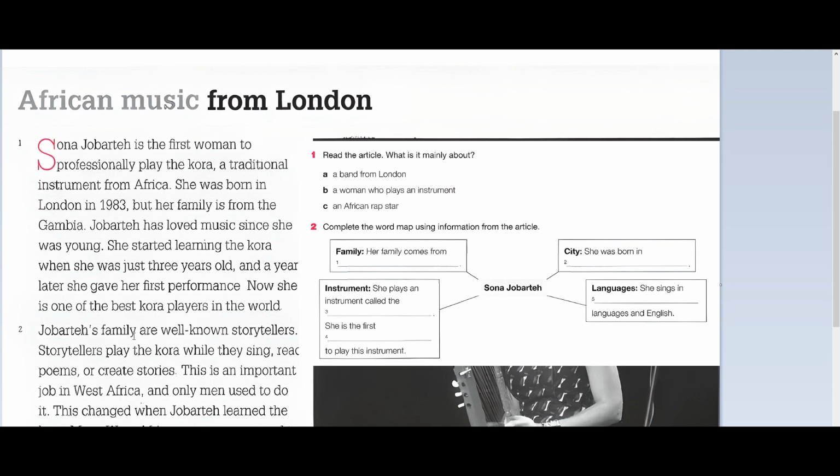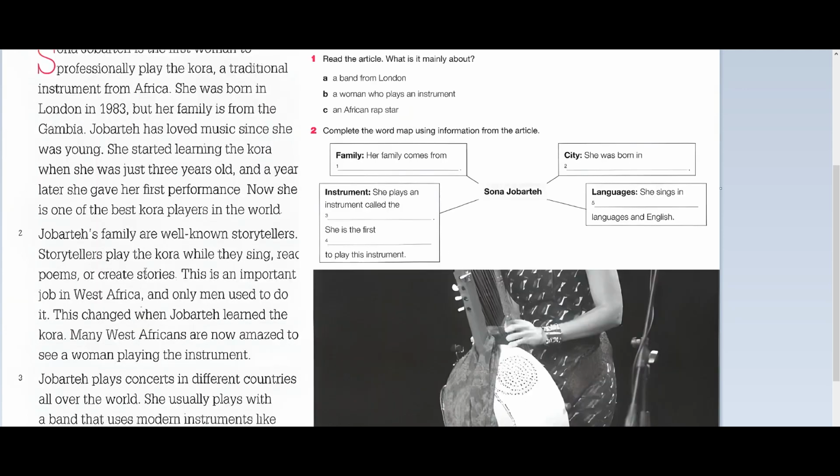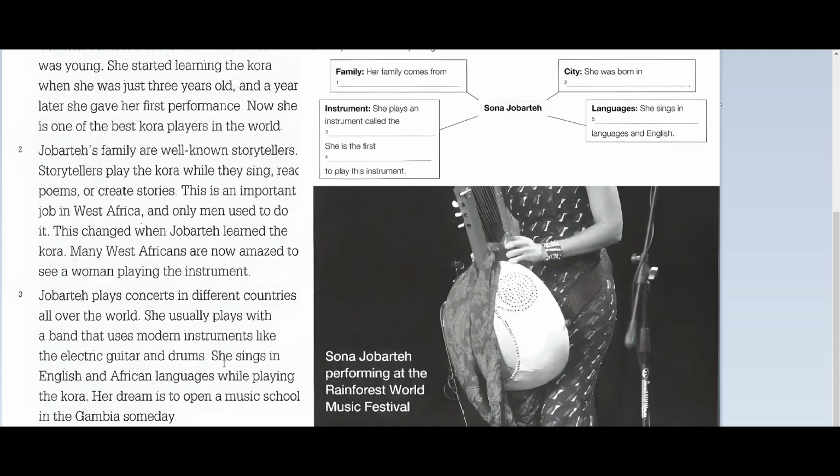Jobati's family are well-known storytellers. Storytellers play the kora while they sing, read poems, or create stories. This is an important job in West Africa, and only men used to do it. This changed when Jobati learned the kora. Many West Africans are now amazed to see women playing the instrument.